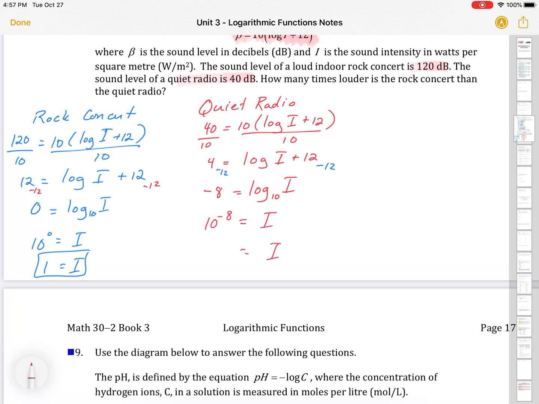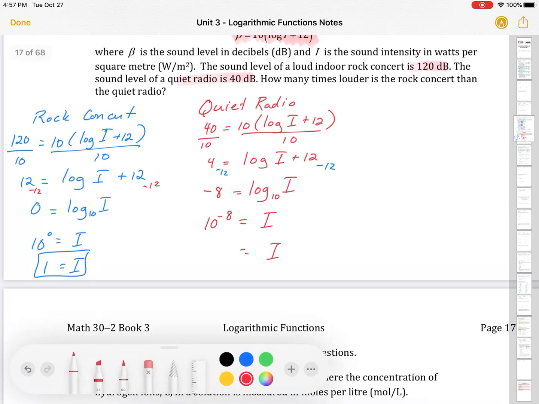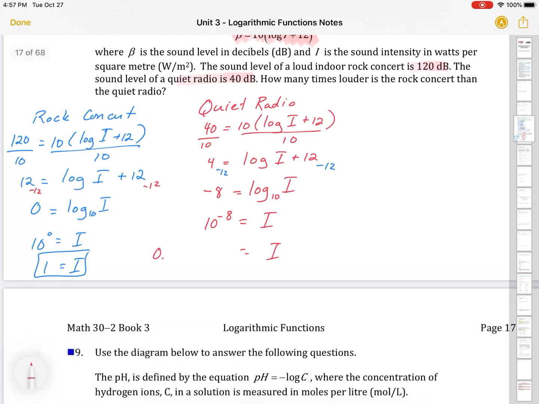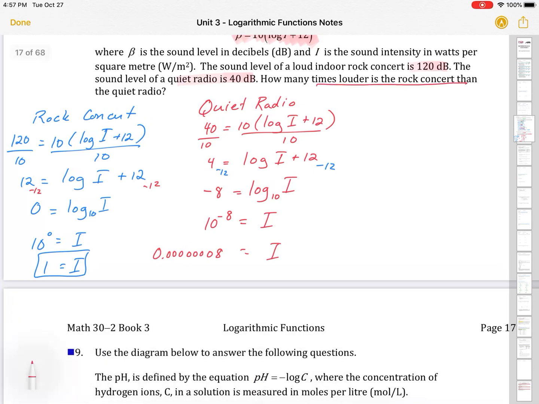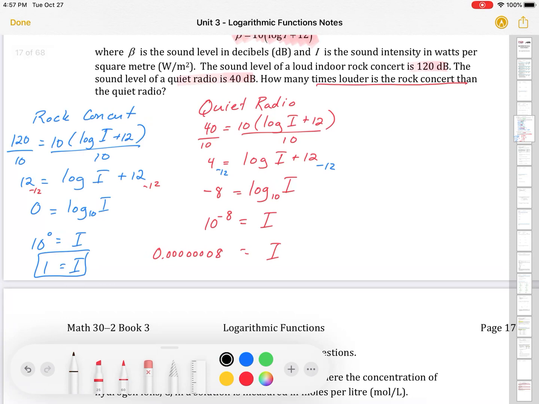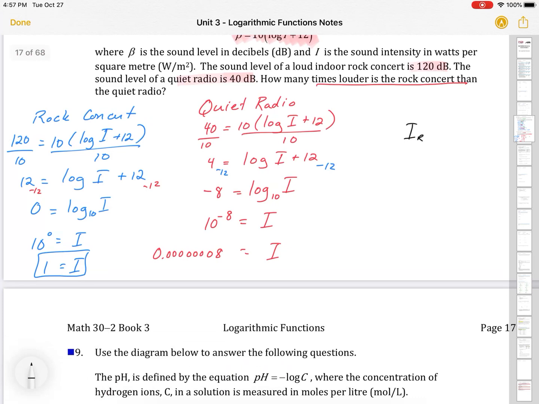So I equals, well, I can leave it as 10 to the negative 8. I mean, I can write it out as 0.00000001, but I can leave it as 10 to the negative 8. Now we want to know how many times louder. So what we're going to do is take the I for the rock concert divided by the I for the quiet radio. So that's 1 over 10 to the negative 8.